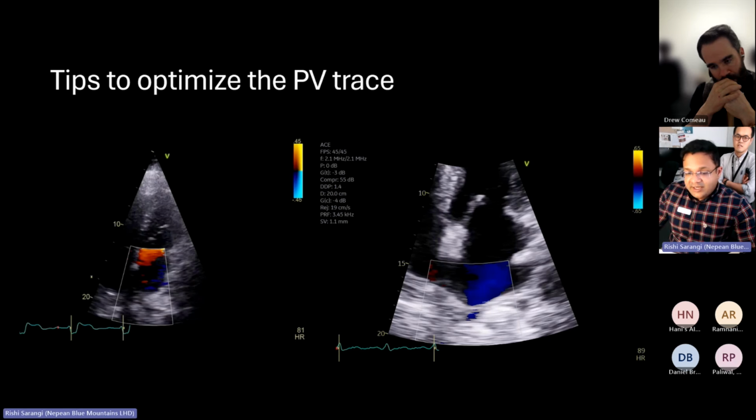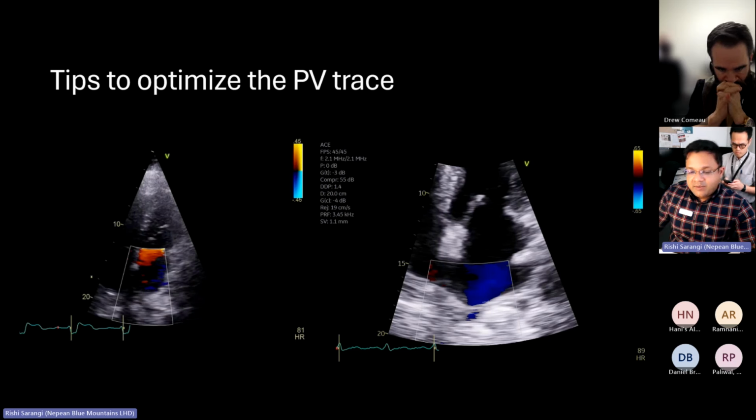We have to adjust the gain, reducing it to be able to see slightly lower velocities, around 30, to see the pulmonary veins entering. To see the respiratory variations, I record the pulmonary vein Doppler tracings at 25 millimeters per second, but for doing other measurements such as S/D or A wave reversal, I go for 50 to 100.